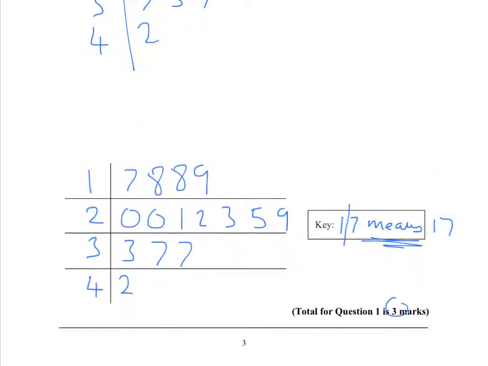They could ask us for the range, which would be the highest piece of data take away the lowest piece of data, or they could ask us the median or something. But remember, if it's the range, it's 42 take away 17. If you're reading numbers out of tables like these, make sure you pay attention to the key. Next.